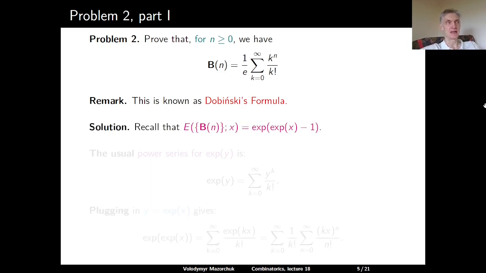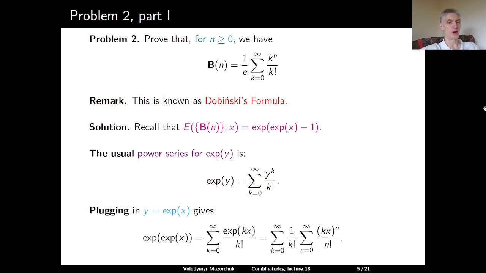Solution. Let us recall that during the lecture we computed the exponential generating function for Bell numbers, and it is equal to e to the power of e to the power x minus 1. So the exponent of the exponent of x minus 1. Recall that the usual power series expansion for the exponent, so exponent of y, is the sum over all k of y to the power k divided by k factorial.